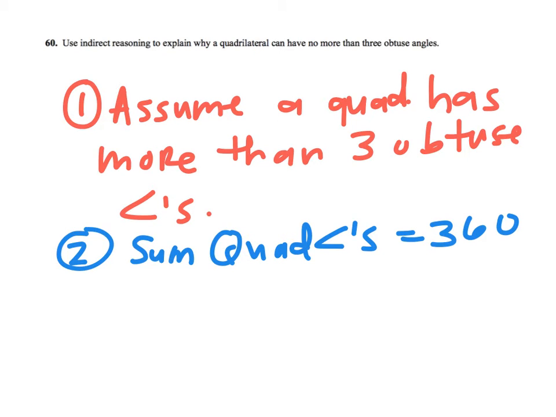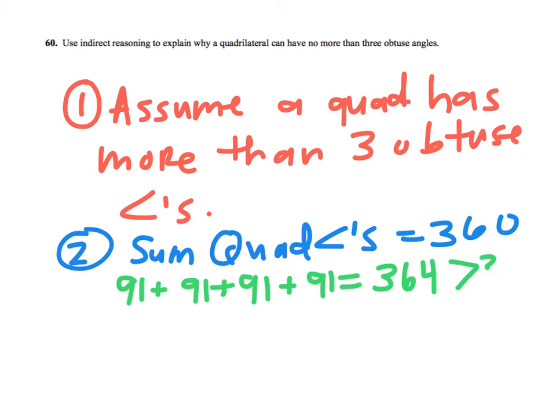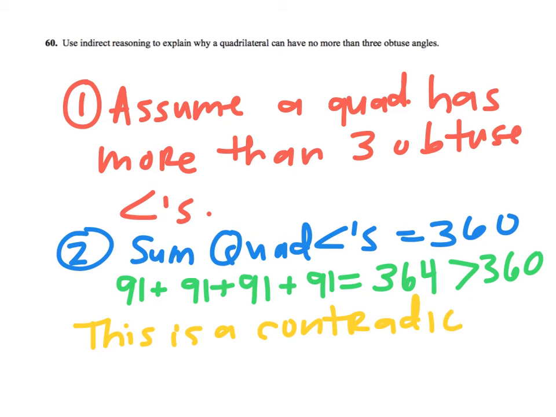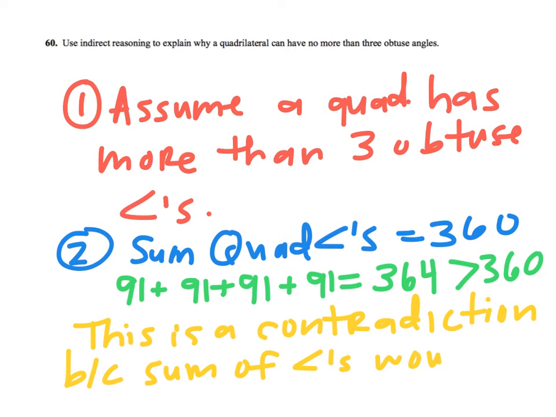So let's say I have 4 angles and they're all 91 degrees. So we have 91 plus 91 plus 91 plus 91. If we add those together, we end up getting 364 degrees, which is greater than 360. So we're going to say that this is a contradiction. And it's a contradiction because the sum of the angles would be greater than 180.